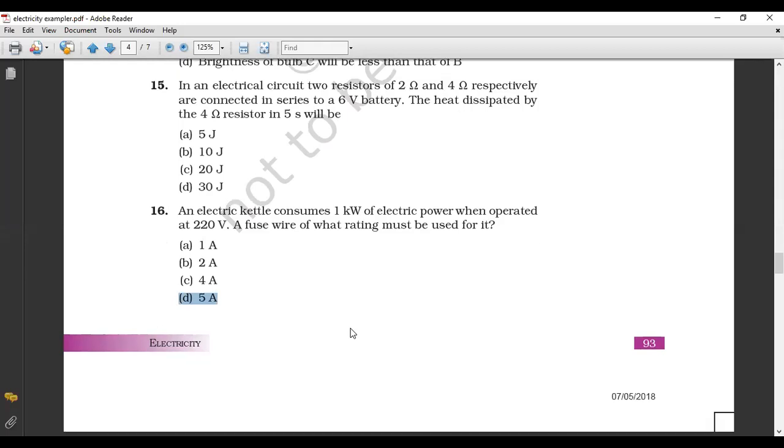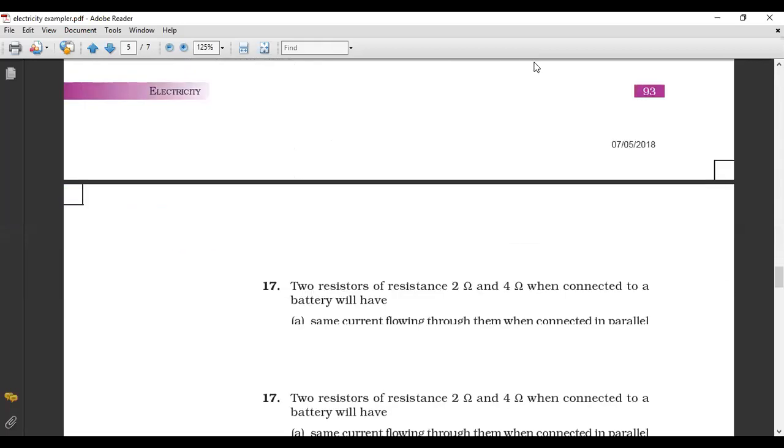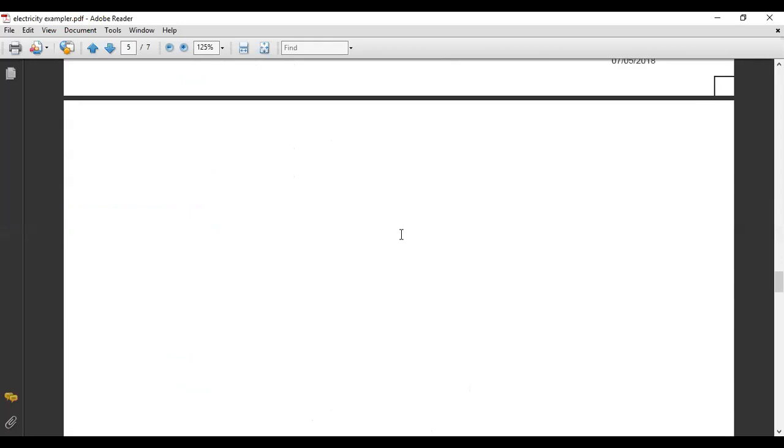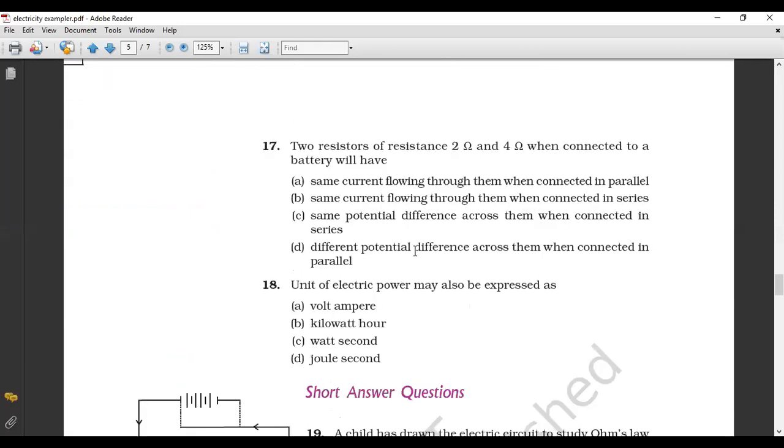Now we move on to question number 17. In question number 17, it's given that there are two resistors, of resistance 2 ohm and 4 ohm, connected to a battery. So we have two resistances, they have connected a battery, so what will happen? Same current flows when connected in parallel. I hope this is the wrong point. Same current will not flow when they are connected in parallel. But yes, B point is correct. Same current flows when they are connected in series. So answer for this is B.